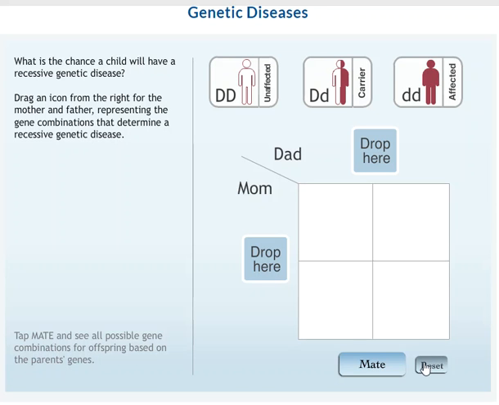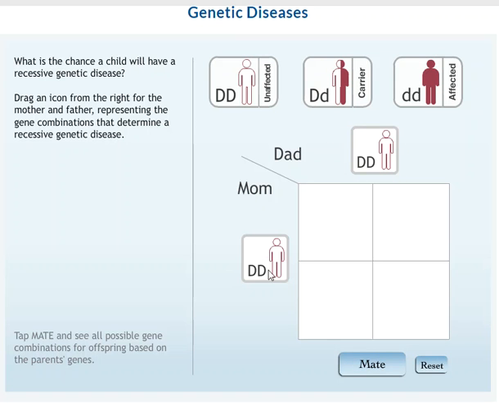This is an interactive Punnett square to show us patterns of inheritance of a recessive genetic disease such as cystic fibrosis. In these examples, we're going to be looking at the chance that a child will have the recessive genetic disease cystic fibrosis, and also looking at what are the chances that the children might be carriers or heterozygous for cystic fibrosis allele. Let's start with mating two unaffected parents.